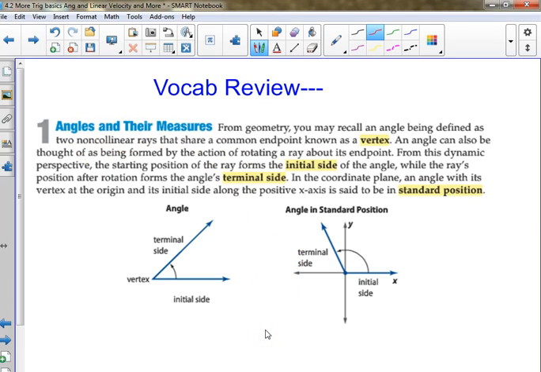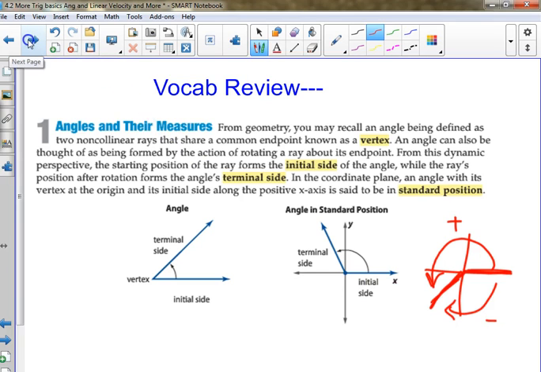Vocab review. When you draw an angle, if it's on the coordinate plane, we always put its initial side at the positive x-axis, and then however far it rotates around and we stop, that's called the terminal side. So it'll say the terminal side is in quadrant 3 or something, and that means it looks like this. Then it went this way. We good? If it's positive, if we happen to decide it went this way, then it's negative. We good on all that stuff? Okay. Just reviewing all that real quick.